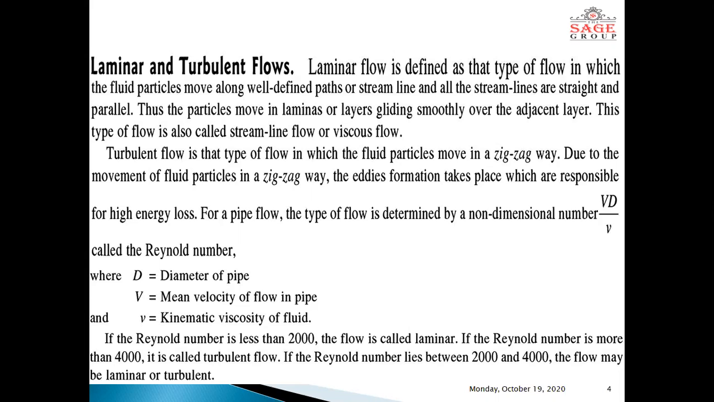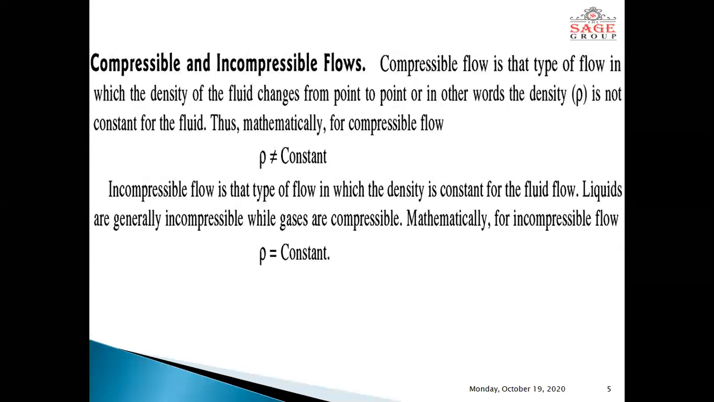If the Reynolds number is less than 2000, the flow is called laminar. If the Reynolds number is more than 4000, it is called turbulent flow. And if the Reynolds number lies between 2000 and 4000, we can say that the flow is laminar or turbulent or transition flow. Next type of flow is compressible and incompressible flows.